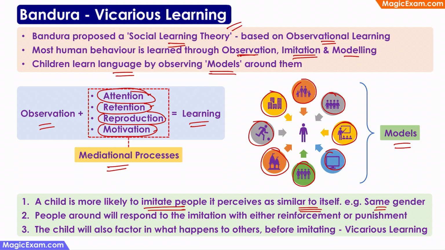And people around will respond to the imitation with either reinforcement or punishment. For example, the child thinks he is a gunda and he learns some bad language from his friends, and he comes home and uses that bad language in the family, and his parents immediately punish him. Then there is a punishment that is happening. So the child realizes that if he uses such language, then there will be punishment. So the child will stop using such language or avoid such language.